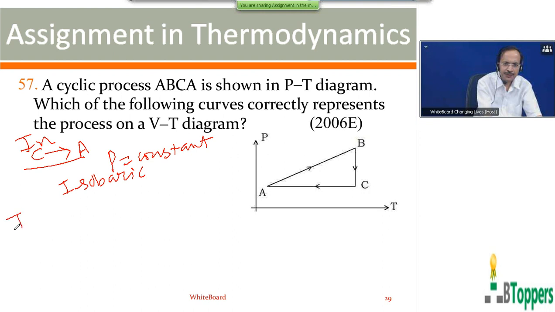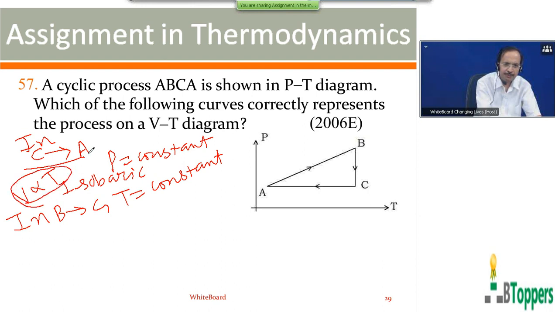In the process B to C, temperature is constant. Therefore, pressure is constant means in the VT diagram, at constant pressure you can apply Charles law. Volume is directly proportional to temperature. The graph will be a straight line passing through origin in the process C to A, I mean in the VT graph.